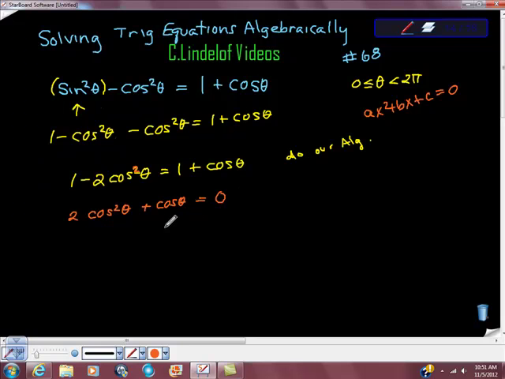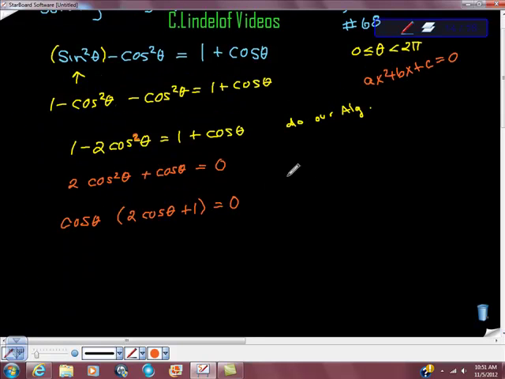From here, we're almost done. All we're going to do is a little bit of factoring. We have factors of cosine here and factors of cosine here, so we're going to factor out one term of cosine theta. So cosine theta times 2 cosine theta plus 1 is equal to 0. Now we're just going to solve these out using the zero product property.